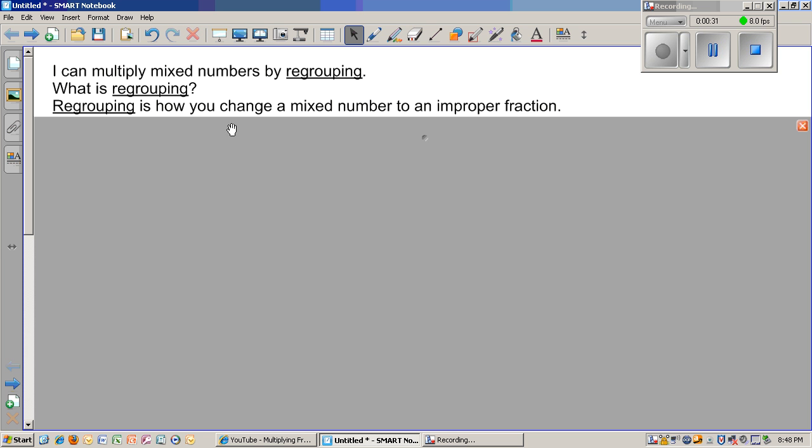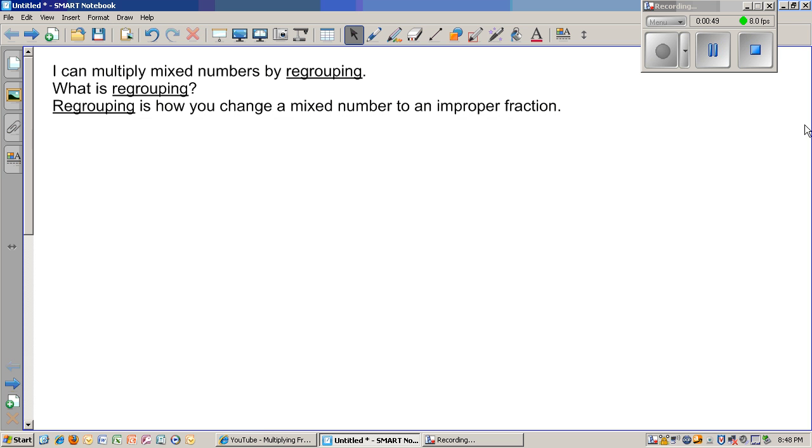And regrouping can help us multiply mixed numbers with fractions because we already know how to multiply fractions and fractions, right? Well, what if you have a mixed number and a fraction? How are you going to do that? We're going to do it through regrouping, okay?